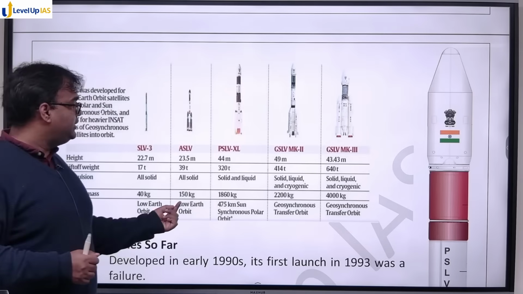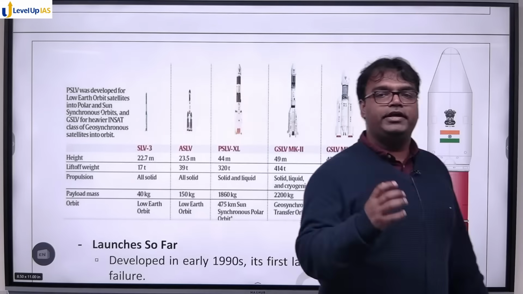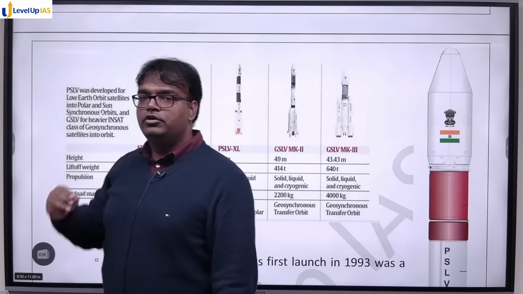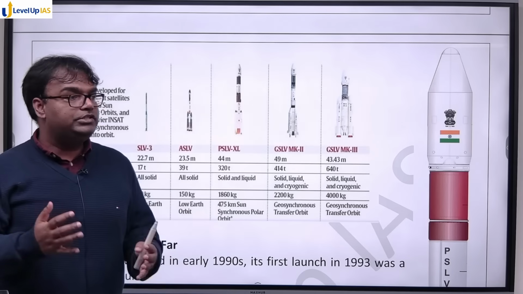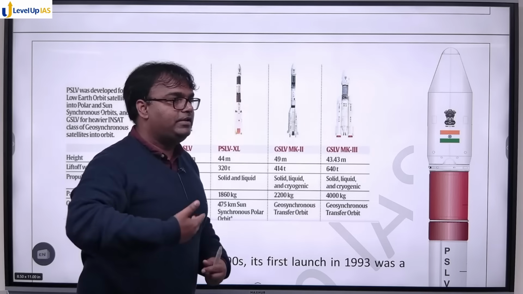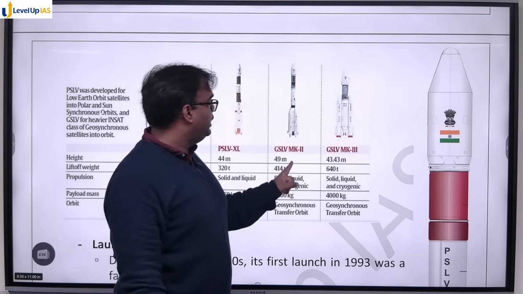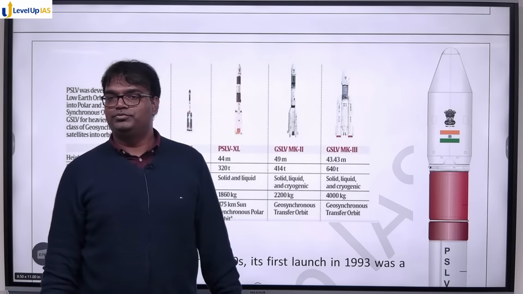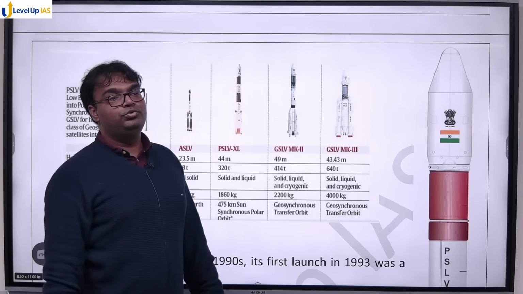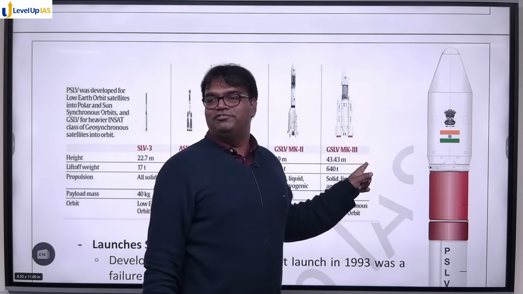So see, understand, with PSLV, the maximum weight of the satellite that we could send to geostationary transfer orbit and eventually to geostationary orbit was only 1800 kg. But communication satellites were much heavier. So we needed a better rocket. So in the 1990s PSLV was developed. In 2000 we had developed GSLV Mark II. The period from 2000 to 2010, a lot of work was done on GSLV Mark II, and in the period from 2010 to 2020, a lot of work was done on GSLV Mark III.